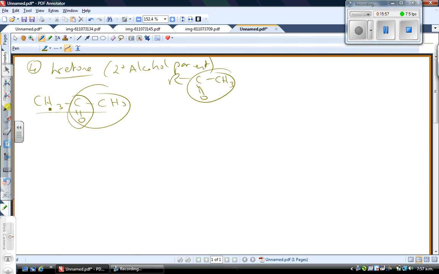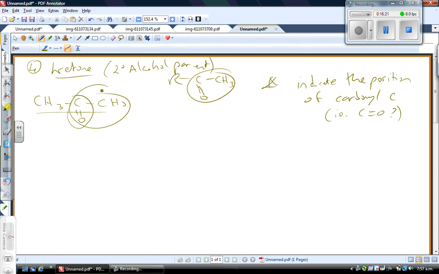But because the ketone group can now be sandwiched between two carbons, we have to indicate the position of the carbonyl group in a ketone. So that's something to take note. You must indicate the position of the carbonyl carbon, i.e. where this is located for ketones.